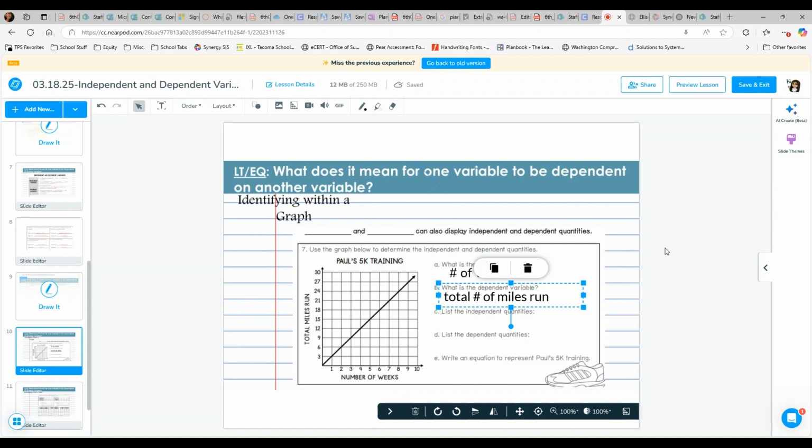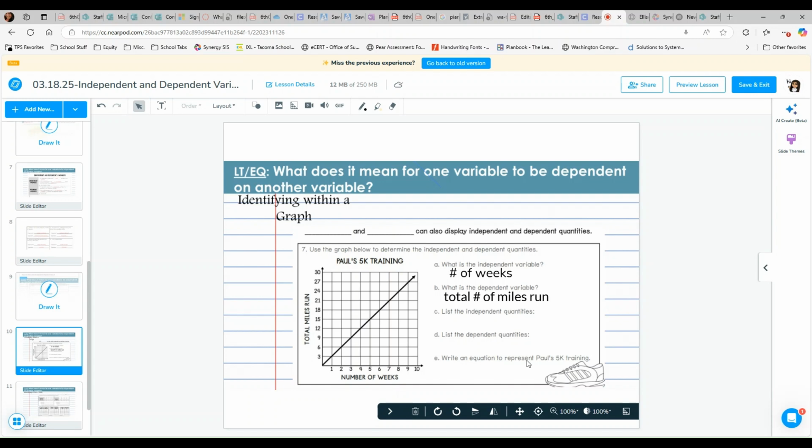List the independent quantities for the independent variable and list the dependent quantities. So for C and D, when we're thinking of listing the independent quantities, that would be the numbers at the bottom of the x value, which are 1, 2, 3, 4, 5, 6, 7, 8, 9, and 10. And for D, where it says list the dependent quantities, that would be the y value. And let's look at the increments or the scale factor on the y value. It goes from 3, 6, 9, 12, 15, 18, 21. Go all the way up to 30.